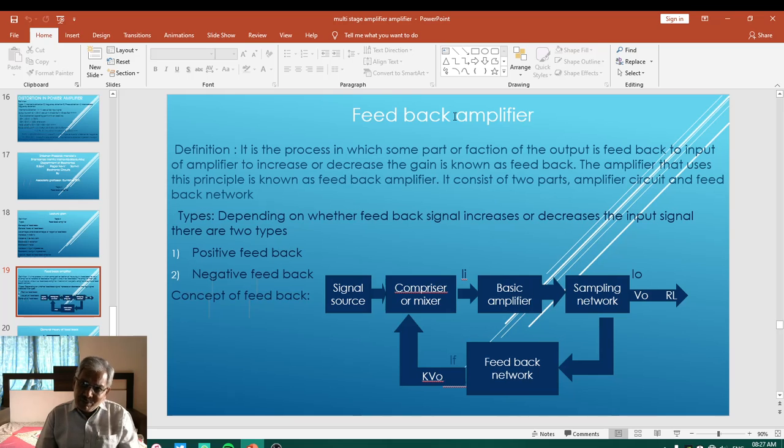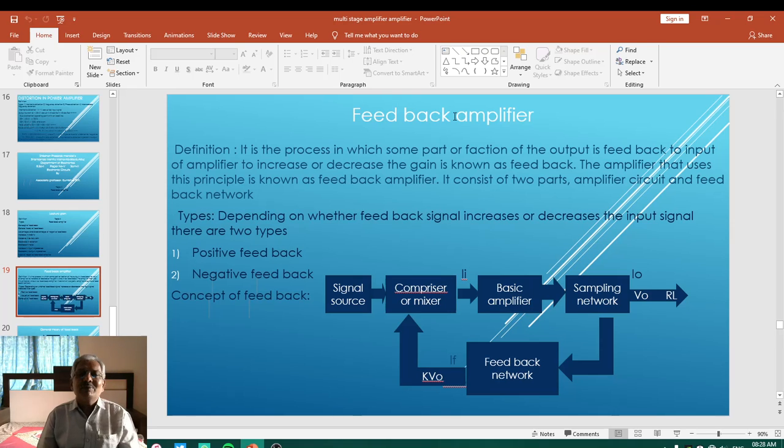It consists of two parts. One is the basic amplifier that is used to amplify the signal, and the second one is the feedback network. Its role is to feed part of the output back to the input. In general, we can say that due to the application of feedback, the gain of the amplifier may increase or may decrease.